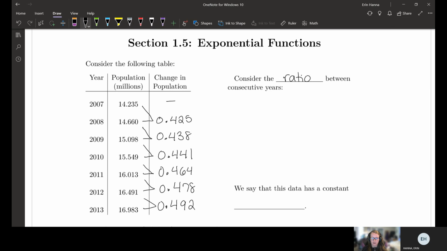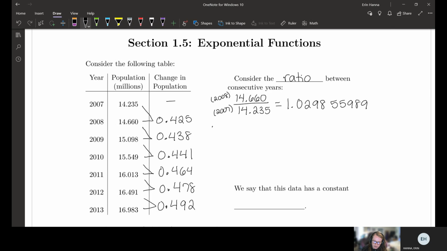So let me look at the populations in 2007 versus 2008. In 2008, we had a population of 14.660, and let me divide that by the population in 2007. Let me put off to the side a reminder that that's 2008, the population divided by the population in 2007. This is going to give us a pretty long decimal, approximately 1.0298559989.